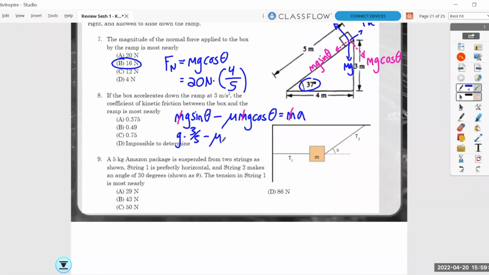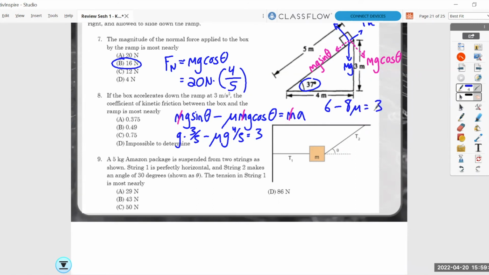3/5 minus mu G times 4/5 equals our acceleration. But we know our acceleration is 3 here. This requires a little bit of algebra. G times, let's see, 10 times 0.6, that'll be 6 minus 8 times mu equals 3.